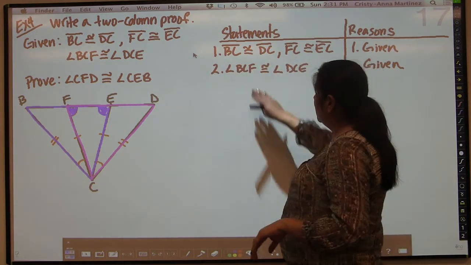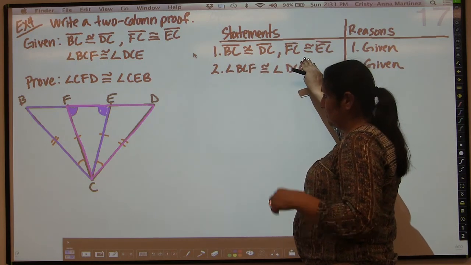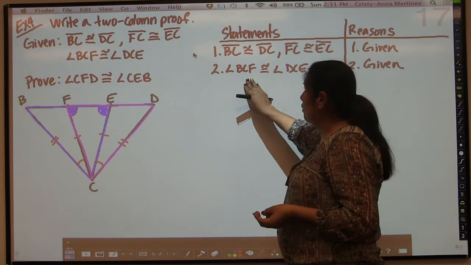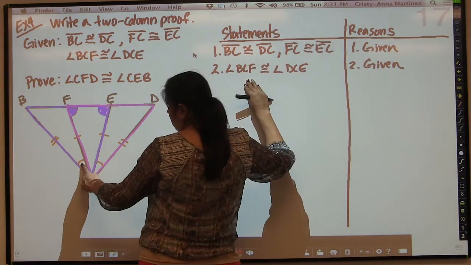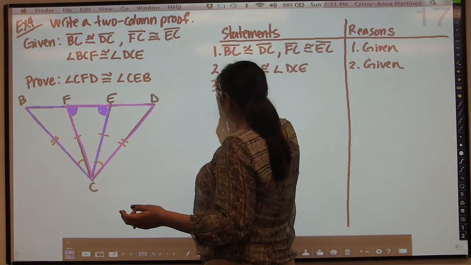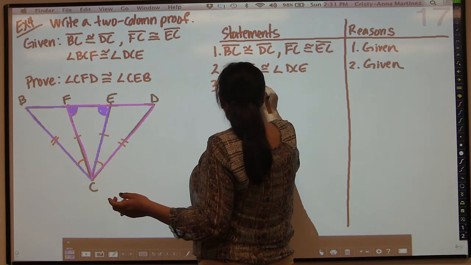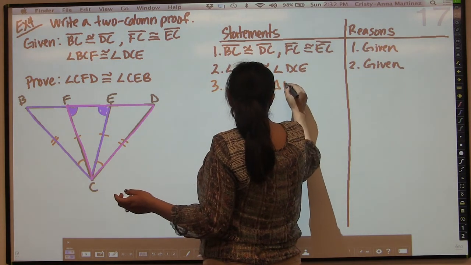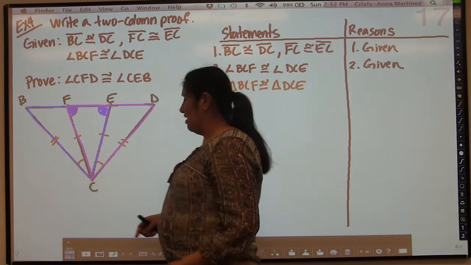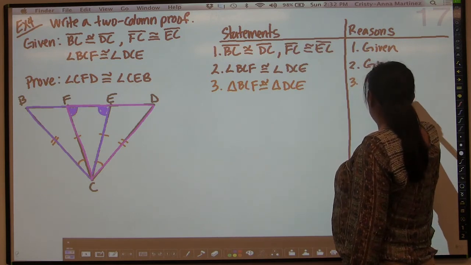Okay, so we already know that BC is congruent to DC because it was given, and also that FC was congruent to EC because that also was given. So we already have two pairs of sides. In step 2, they told us also that angle BCF, which is this little angle here, was congruent to DCE. So really the only thing that's left for us to do is to actually state that triangle BCF is congruent to triangle DCE. Okay, because you already have side, angle, side. You have the angle in between the two sides. So that's going to be our step 3, side, angle, side.